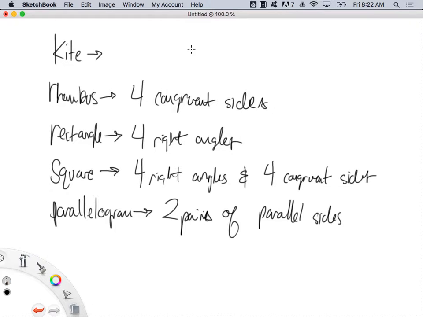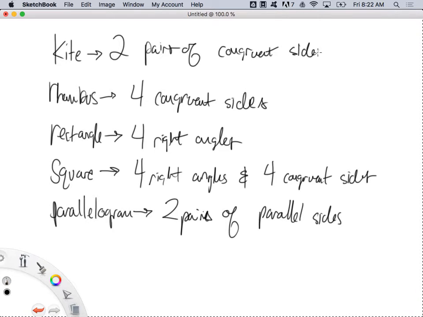And what about a kite? A kite has 2 pairs of congruent sides. This side's congruent to this side, and that side's congruent to that side. That's a kite. Okay, you guys got that? That makes sense? Okay.